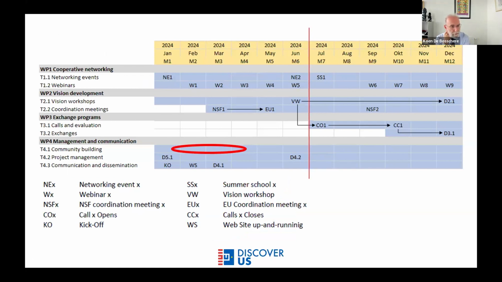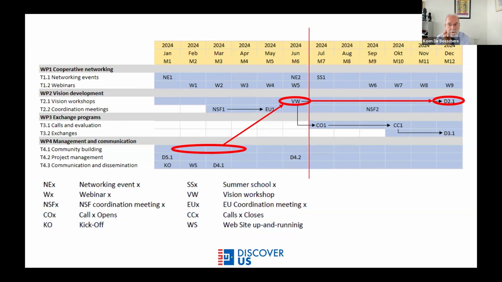And what we did so far is we have been working on community building. We have now around 50 members on our website. And with these members, we have organized a vision workshop last week. And the results of that workshop will lead to a white paper, which will be delivered by the end of the year.